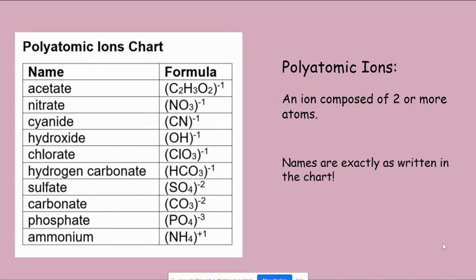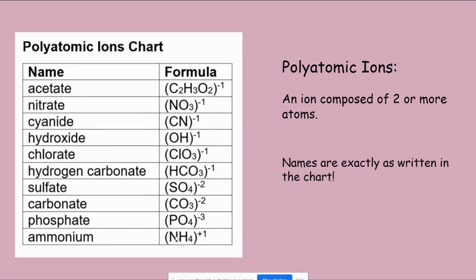Next thing we're going to look at is a chart with polyatomic ions. These atoms are not on the periodic table because they are composed of 2 or more atoms. So for example, you can see a list of the most common polyatomic ions that you'll see in general chemistry. For example, we have acetate, nitrate, cyanide, hydroxide, and so on and so forth.